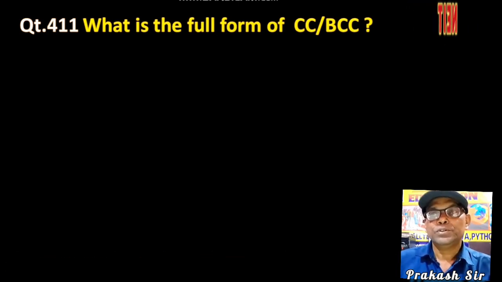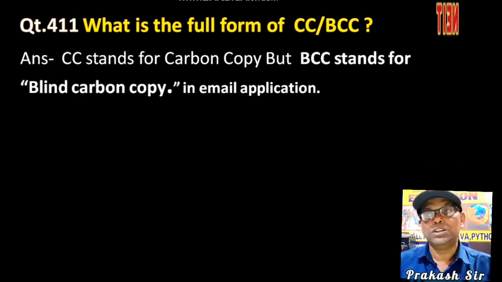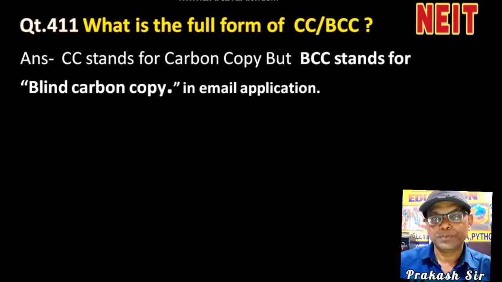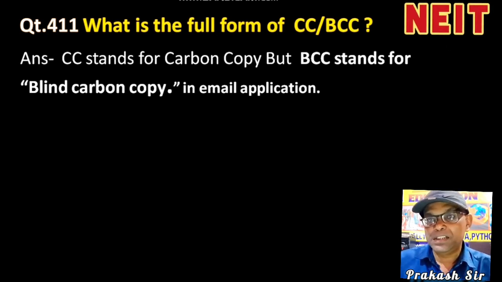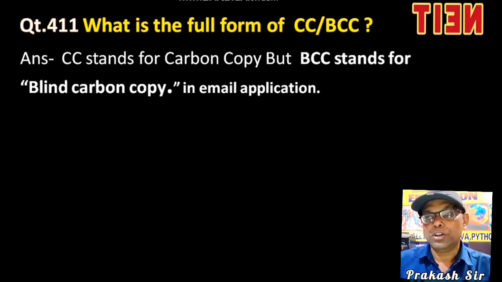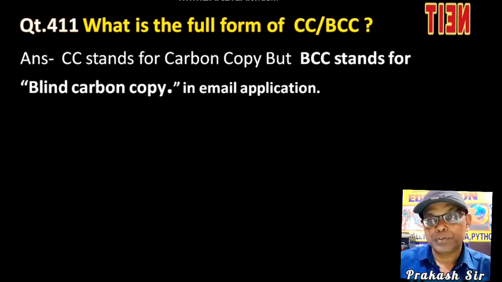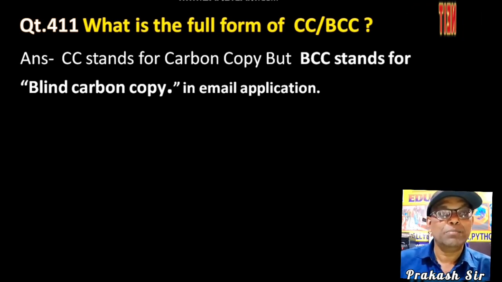The next question is, what is the full form of CC and BCC? Whenever you send mail to any recipient, then we think about CC and BCC. CC stands for carbon copy, but BCC stands for blind carbon copy in email application. Both are used to send copies of email to other people. But the difference is that CC recipients are visible to others, while BCC recipients are not visible. This is the main difference between CC and BCC while sending mail from one user to another recipient.